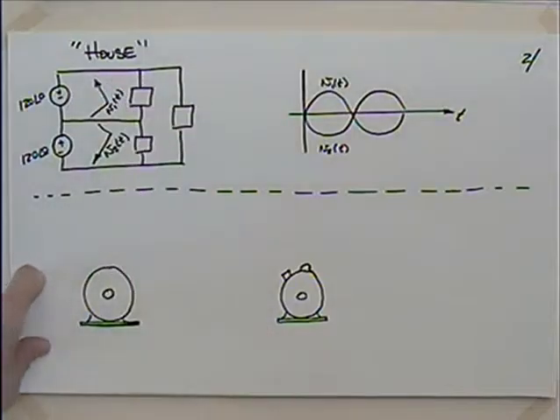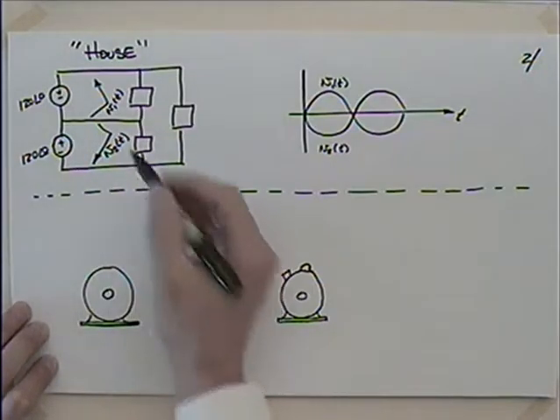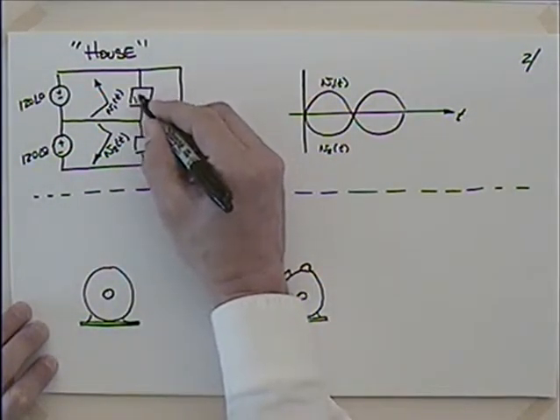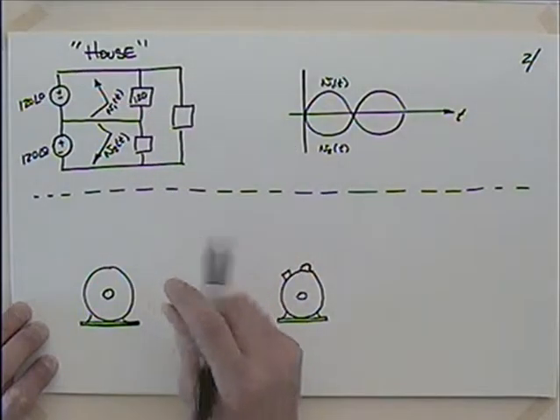And your author has this as an opening slide in Chapter 9, way back in Chapter 9 when we first started talking about AC. And this would be a typical house system where you have a 120 volt circuit here.